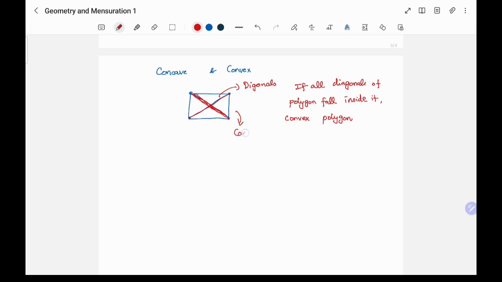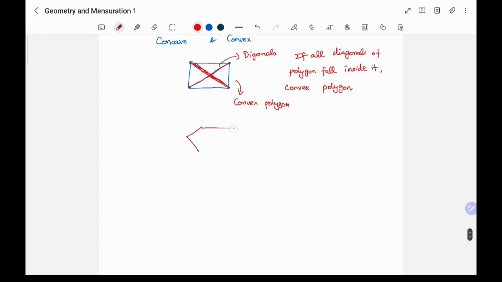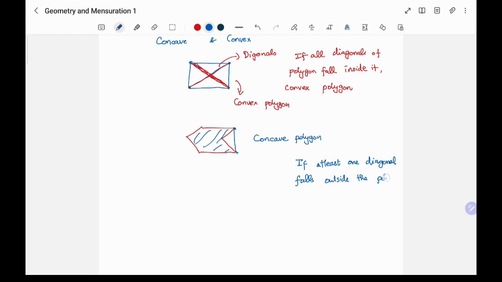So it is a convex polygon. Suppose you take this kind of figure. If you see this diagonal, it is falling outside this region, right? So these type of polygons are called concave polygons. So even if at least one diagonal falls outside the polygon, then it is concave.